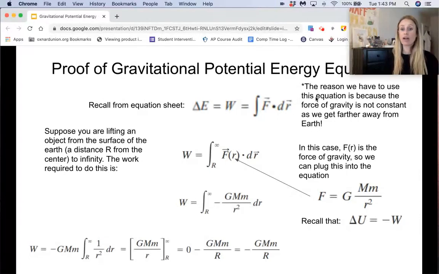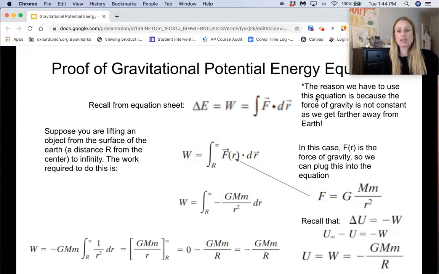Now, if you recall, our change in potential energy is equal to the negative work done. And here, our change in potential energy is final potential energy minus initial potential energy. Final potential energy, of course, is the potential energy at infinity minus the initial potential energy, or potential energy at the surface of the Earth. That's going to be equal to the negative work done. So here we just get 0 minus U equals negative work. And so therefore, our potential energy is negative GMm over r. So this is just proving that equation that I showed you on the last slide.